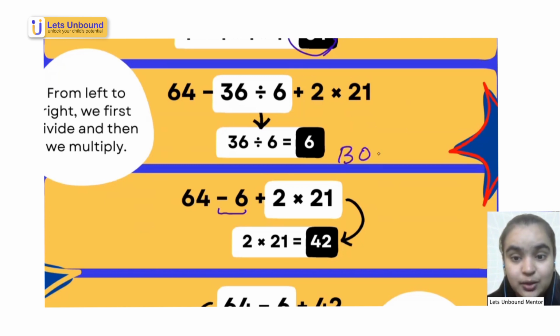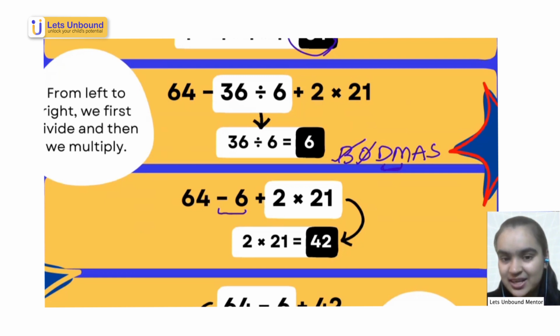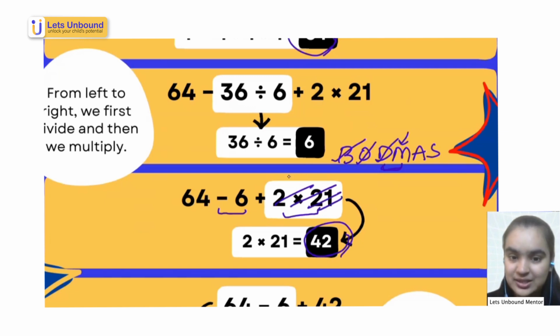Now we are done with brackets, we are done with order, and then we have division and multiplication, right? Now we are done with division as well, we are left with multiplication. So 2 times 21 is 42. So instead of this part, we are going to write 42.